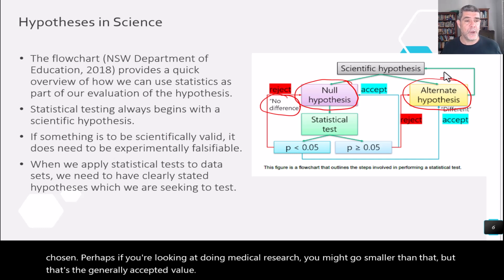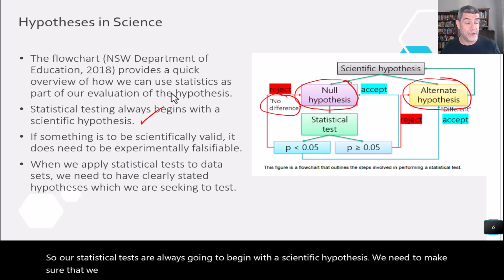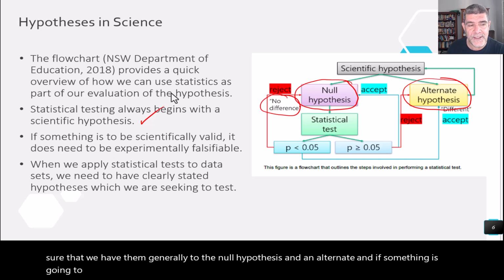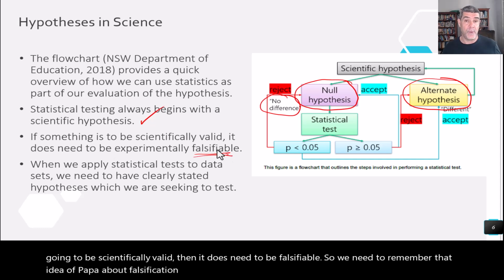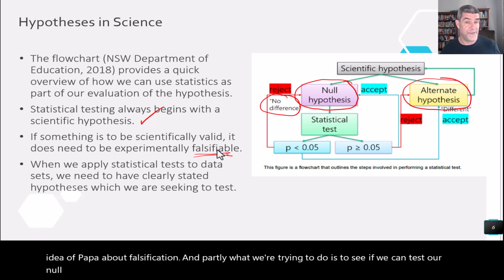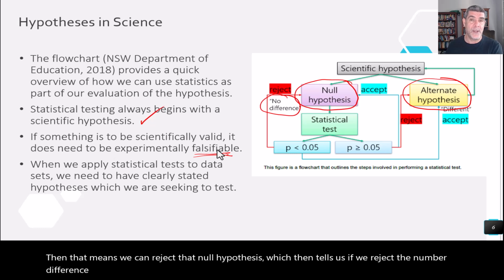So our statistical tests are always going to begin with a scientific hypothesis. We need to make sure that we have them, generally two, the null hypothesis and an alternate. And if something's going to be scientifically valid, then it does need to be falsifiable. So we need to remember that idea of Popper about falsification. And partly what we're trying to do is to see if we can test our null hypothesis and ideally falsify it. And if we can, then that means we can reject that null hypothesis, which then tells us if we reject the no difference hypothesis, then we're accepting that there is a difference, which is partly what we're trying to do.